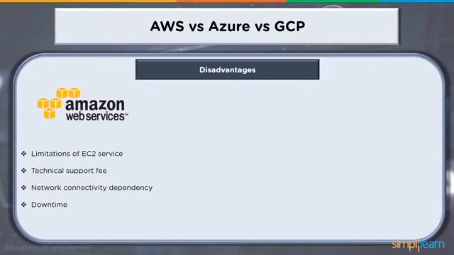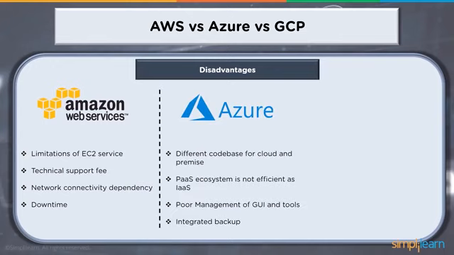When it comes to disadvantages, in AWS you have limitations with the EC2 service. There are different options in the kinds of machines you can choose to work on. You have a technical support fee which is incurred, network connectivity, and also downtime which might occur when you're migrating. Azure has a different code base for cloud and on-premise. The platform as a service ecosystem is not as efficient as infrastructure as a service. Poor management of GUI and tools, and integrated backup.